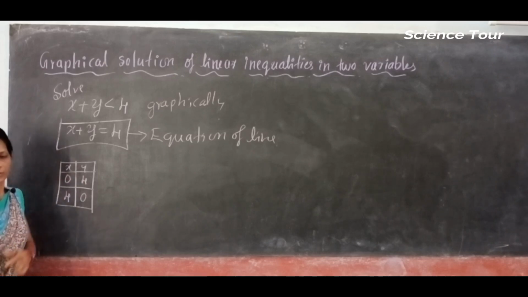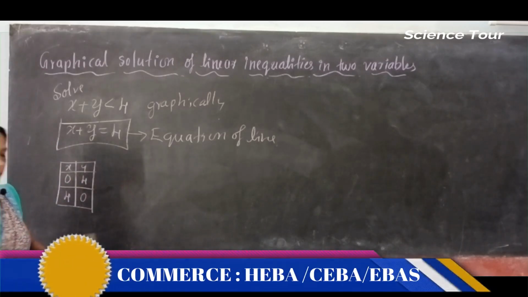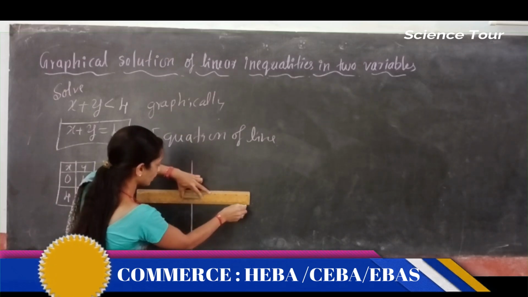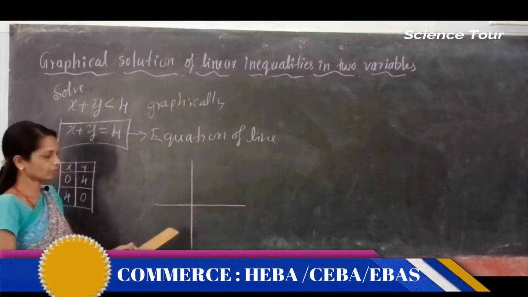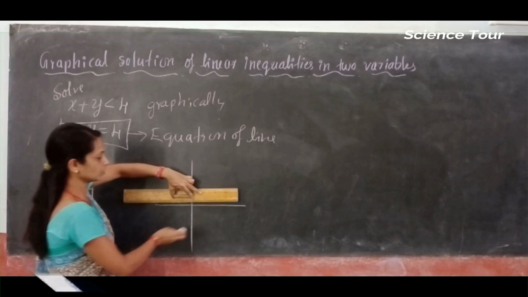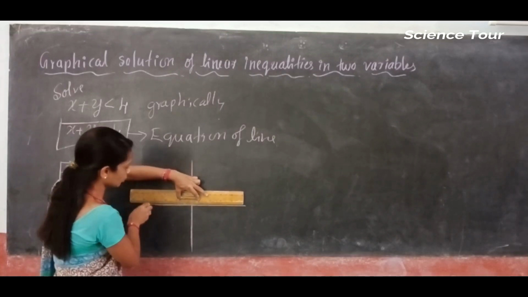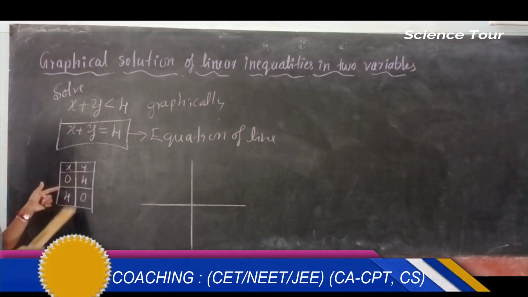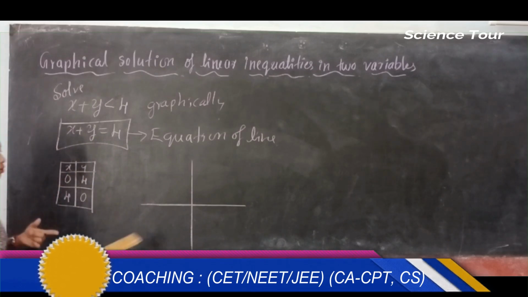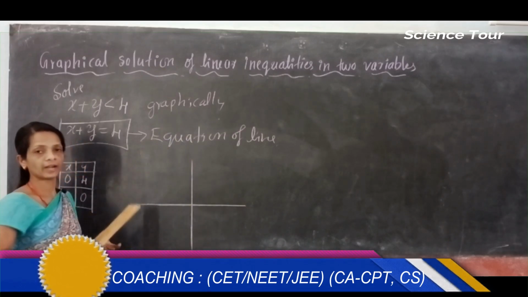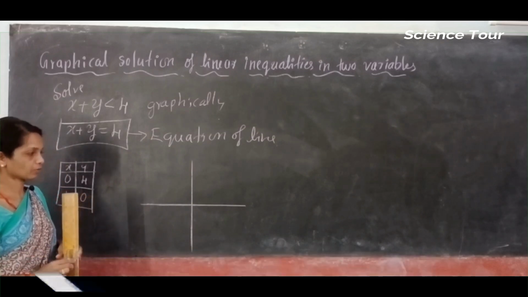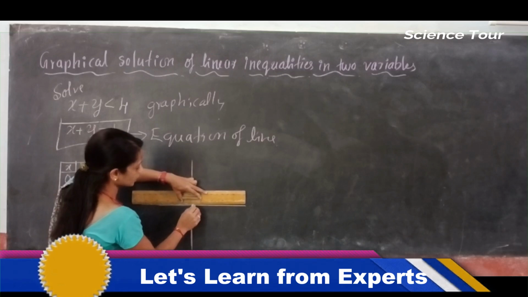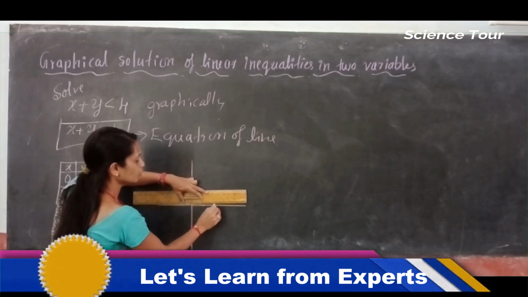Mark these 2 points in a Cartesian plane. Cartesian plane means you have to draw the x axis and y axis. If you draw the x axis and y axis, that is called a Cartesian plane. In the table, you have only positive numbers, so only the positive side of the x axis and the positive side of the y axis is enough. And you have to mark points at equal distances on both axes.